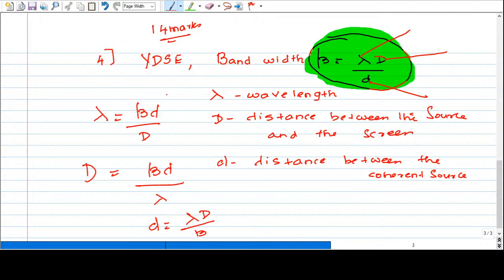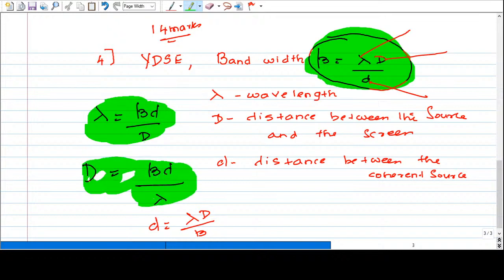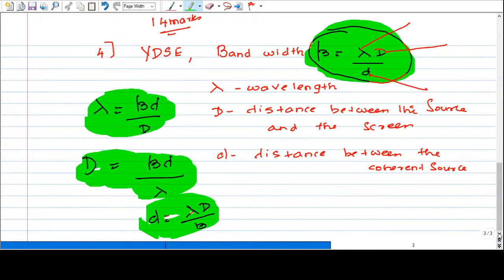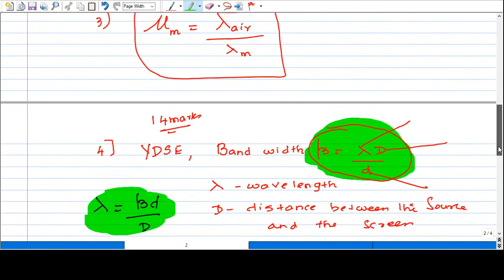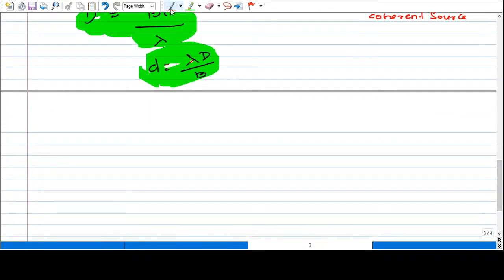Don't forget. Also, from this we can find lambda. Please note this formula down in your notebook. The next one is capital D, the other formula, and finally small d. And let us go for the next one. The next formula, I think, is formula number 5. Formula number 5 also comes under YDSE.